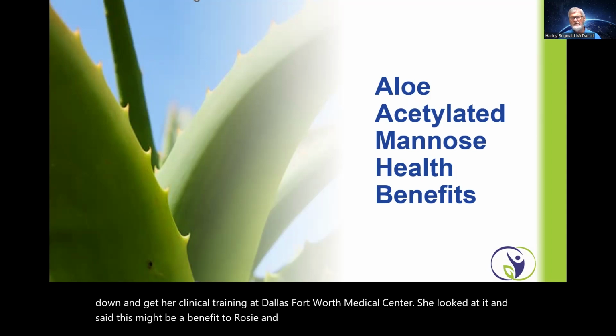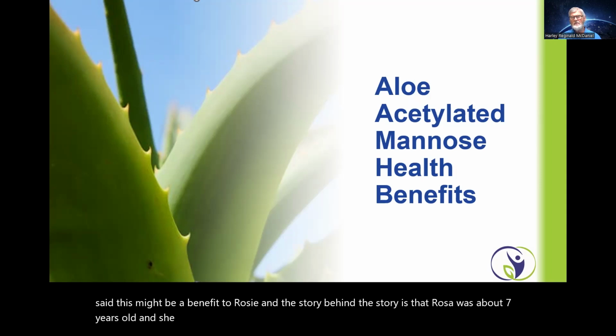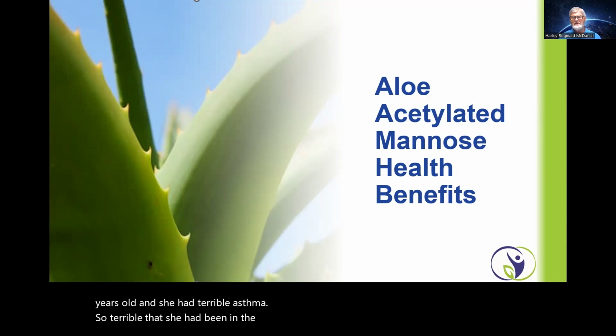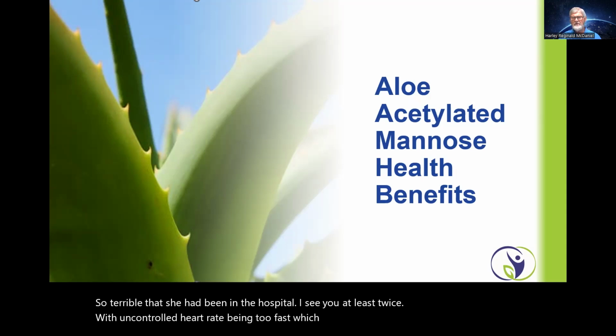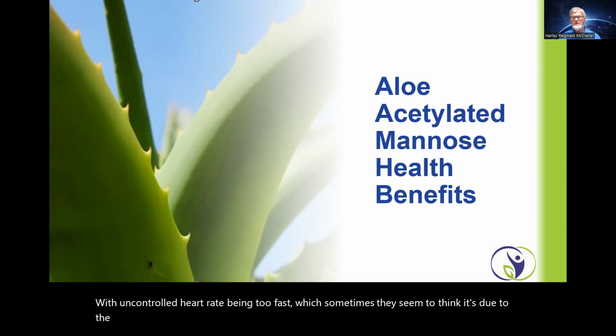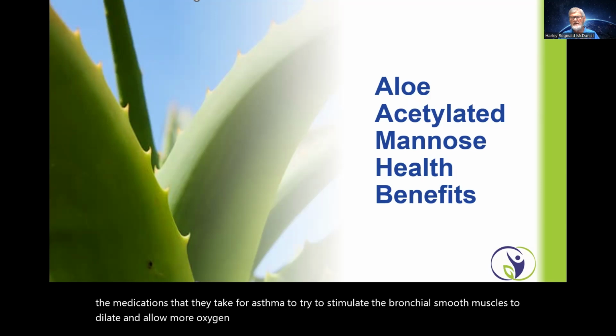And the story behind the story is that Rosie was about 7 years old, and she had terrible asthma. So terrible that she had been in the hospital, ICU, at least twice, with uncontrolled heart rate being too fast, which sometimes they seem to think is due to the medications that they take for asthma to try to stimulate the bronchial smooth muscles to dilate and allow more oxygen to circulate into the little bronchial sacs to get more oxygen.